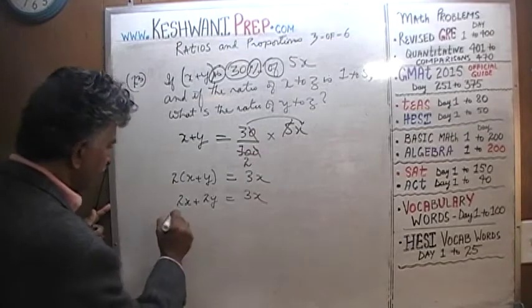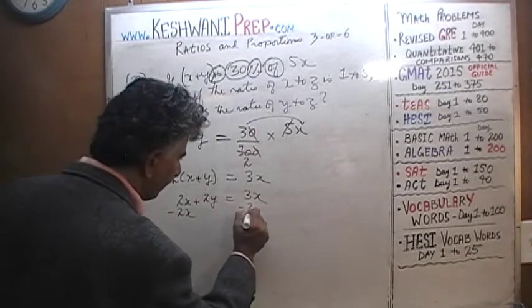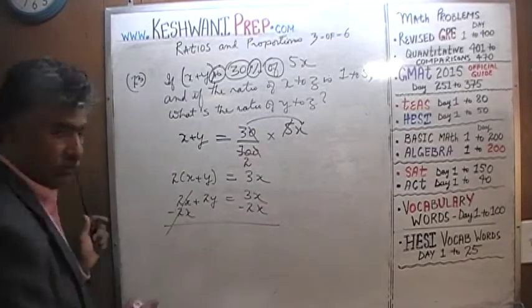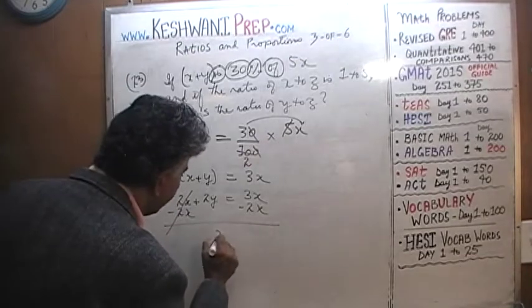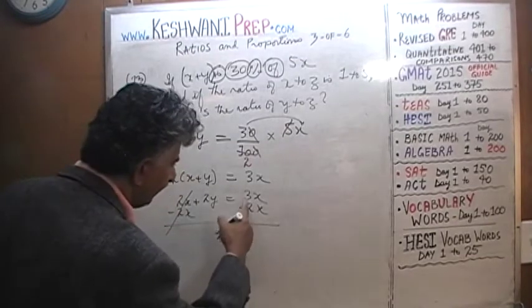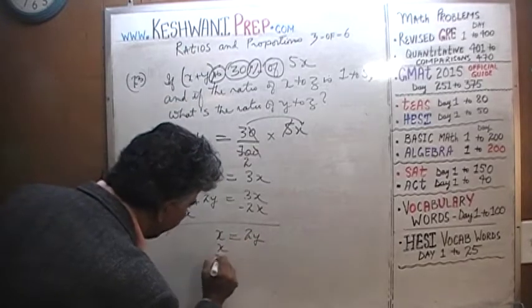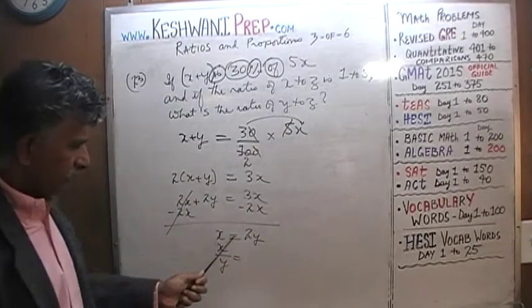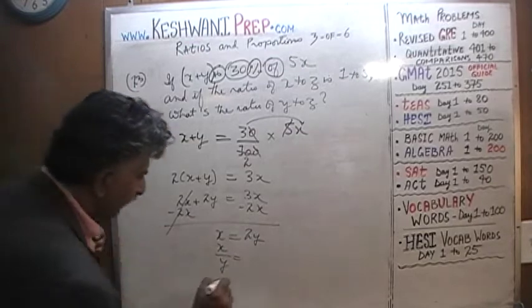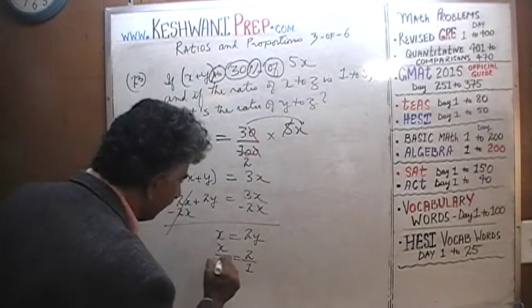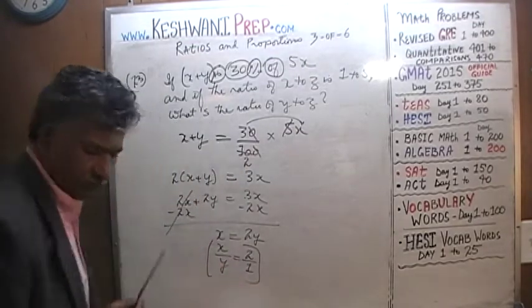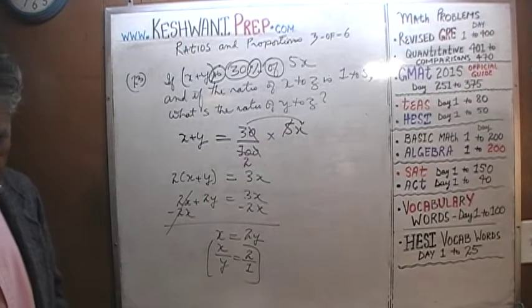Bring the 2x to this side. In other words, subtract 2x from both sides. 2x are going to drop out. And we end up with x equals, 3x minus 2x is x, equals 2y. Which means that x over y, if you divide both sides by y, is 2 over 1. There you go. X over y is 2 over 1.